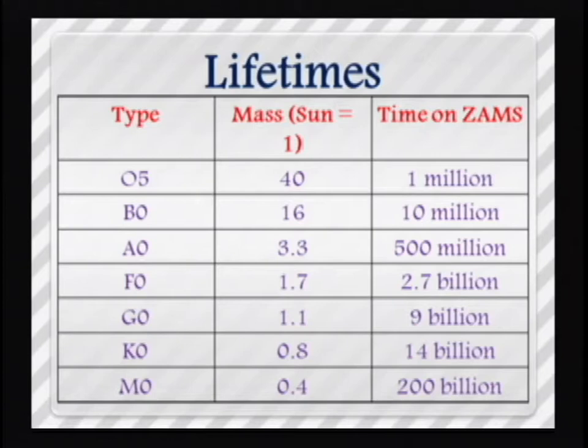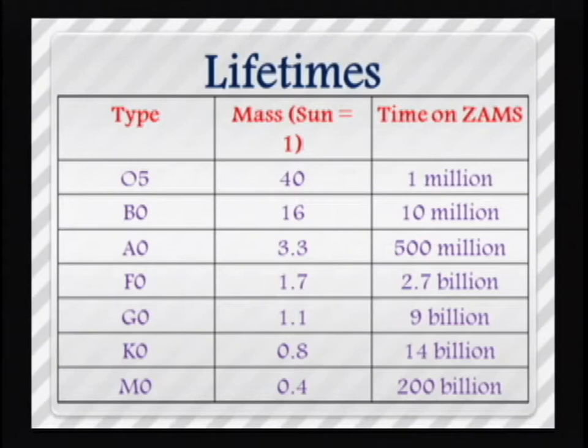Notice that that's 9 billion. Remember, we're a G2 star, so we're basically our mass, and we're going to spend right around 10 billion years on the main sequence line. I get to those K0 stars. It's about 80% the size of our sun. Notice it's going to be on there for 14 billion. So we really haven't been around quite long enough to see a K0 star evolve off of the main sequence line.